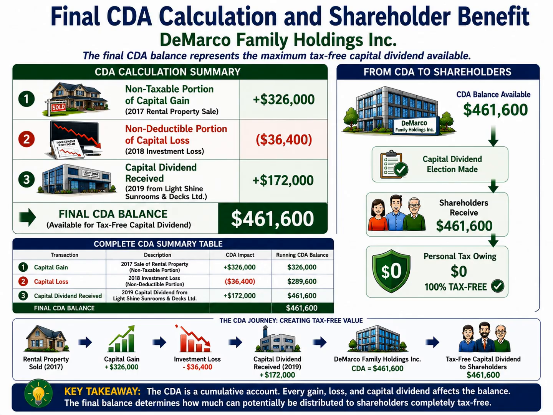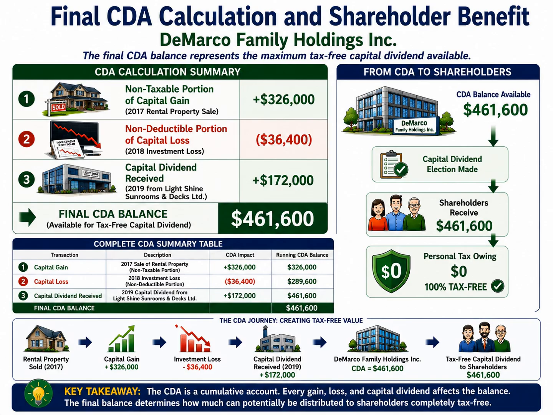Notice the power of the CDA system. A capital gain was earned inside a corporation. A portion of that gain remained tax-free. That tax-free amount was tracked through the CDA. Additional CDA was created through an intercorporate capital dividend. And ultimately, the accumulated CDA balance can be passed to shareholders without creating another layer of personal tax.